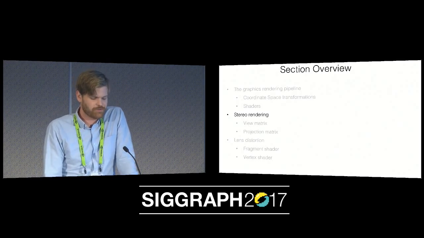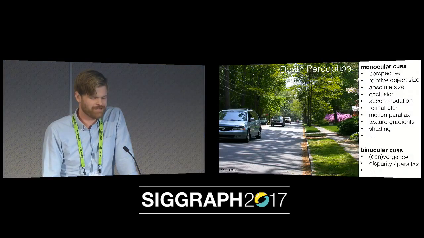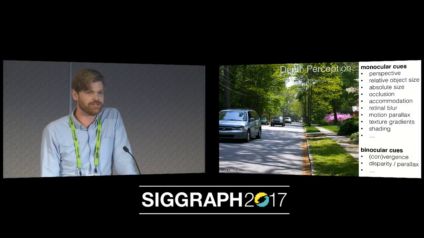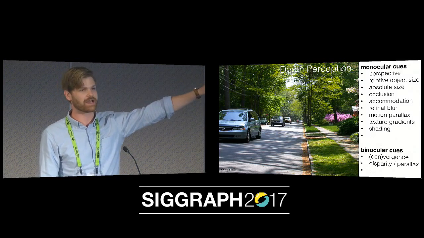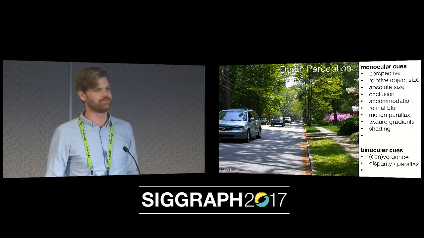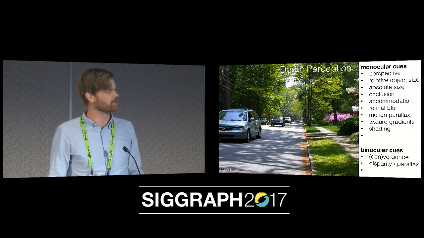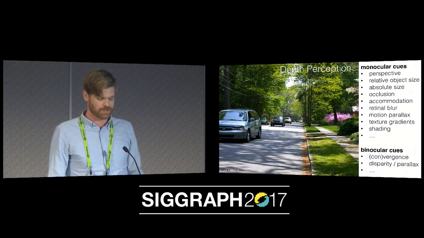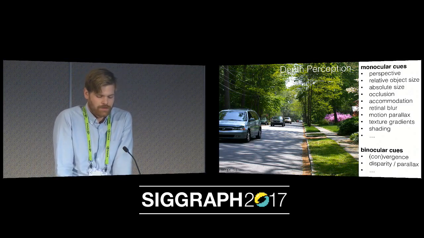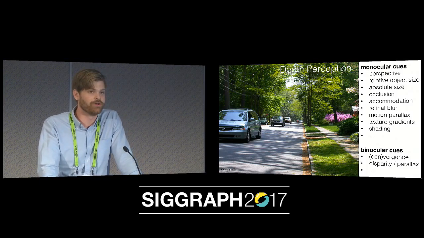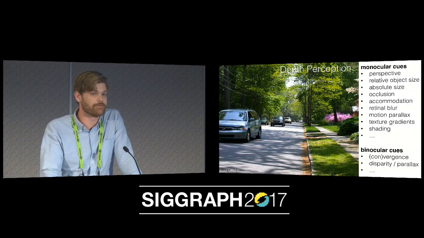So, stereo rendering. Before we get there, let's talk about depth perception. So here's an image, and we can clearly understand the scene pretty well, right? We know that things further away in the back are, well, we can tell depth and relative position through relative occlusions. We can figure out a pretty good scene understanding. So we have many monocular cues and binocular cues to choose from, but not all of them are supported when we just look at this image on a screen right now, right?